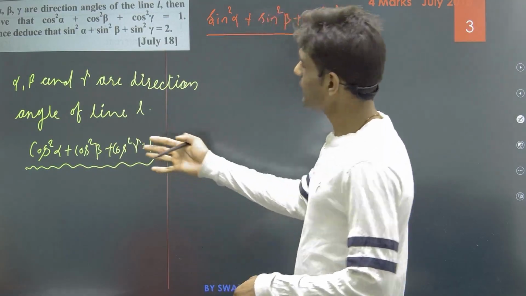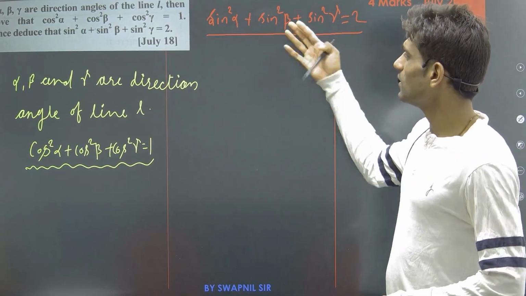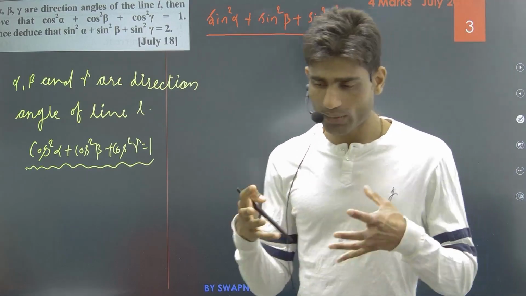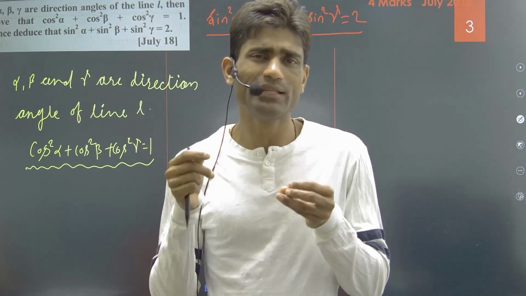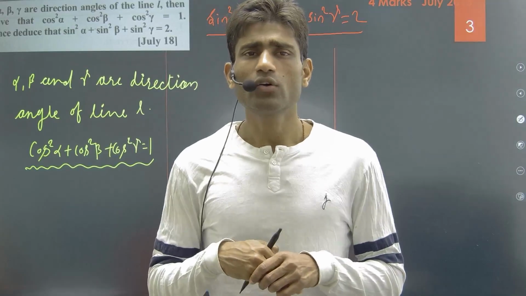We know our given result is in the form of cos square, and we want our proof in the form of sin square. That means we use one more result: cos square theta can be written as 1 minus sin square theta, or cos 2 theta.